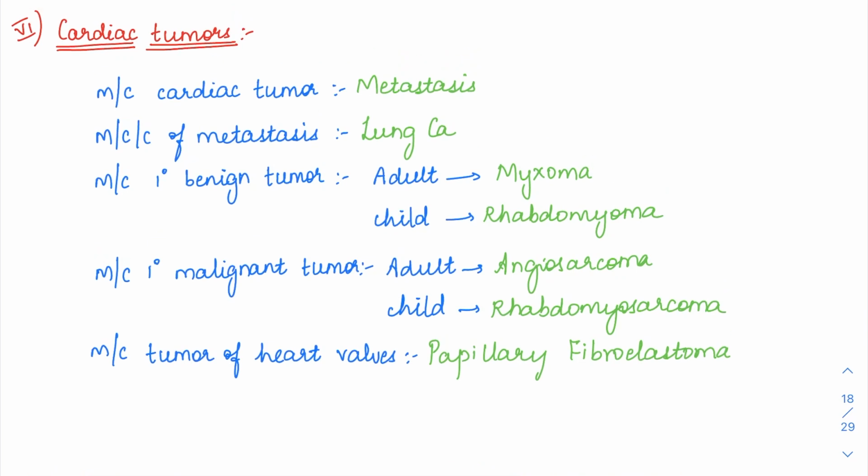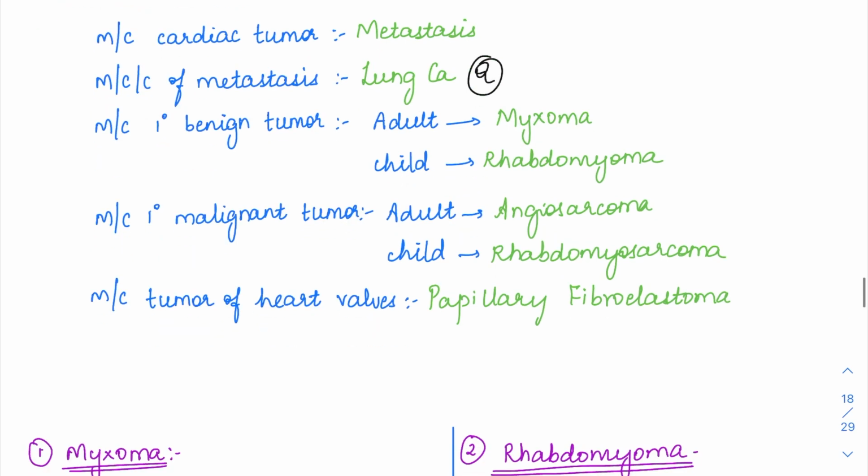And next we'll move on to cardiac tumors. So the most common cardiac tumor, if they generally ask like that, is going to be metastasis. Cardiac tumors are not that common. If they say it's the most common tumor, it will be metastasis. And what metastasis? Most commonly from lung carcinoma. So lung carcinoma mets will be the most common cause of metastasis.